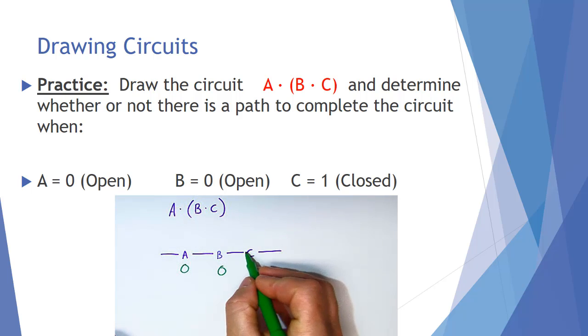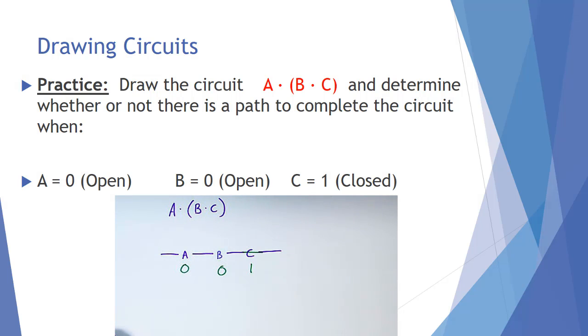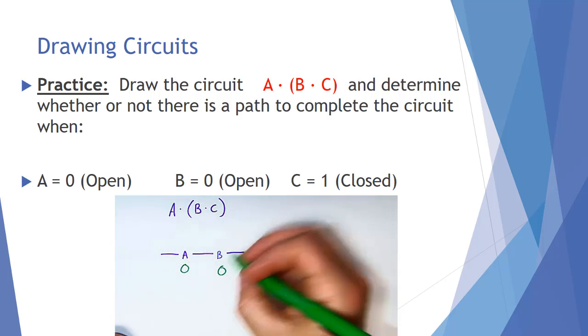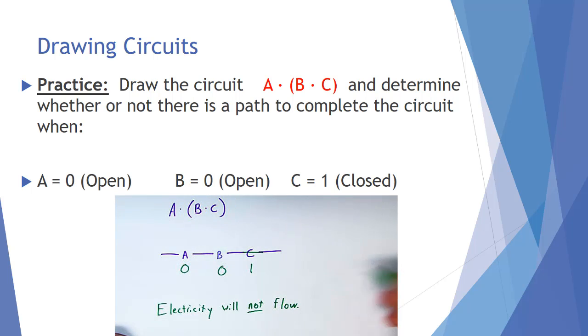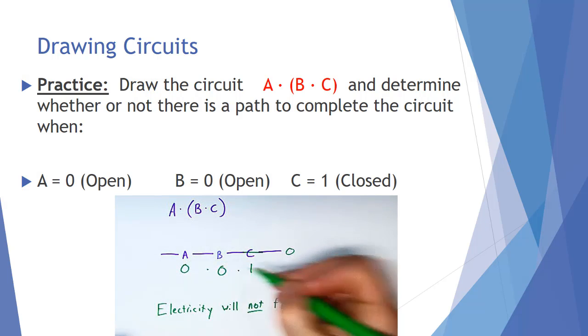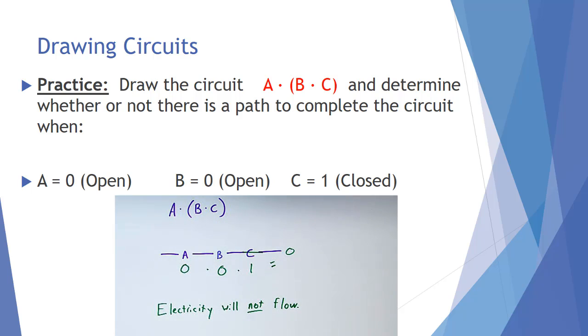C being 1 means C is closed, and so do we have a path? Not at all. A and B are both broken. Electricity will not flow. The outcome of that circuit is 0 because 0 times 1 is 0.